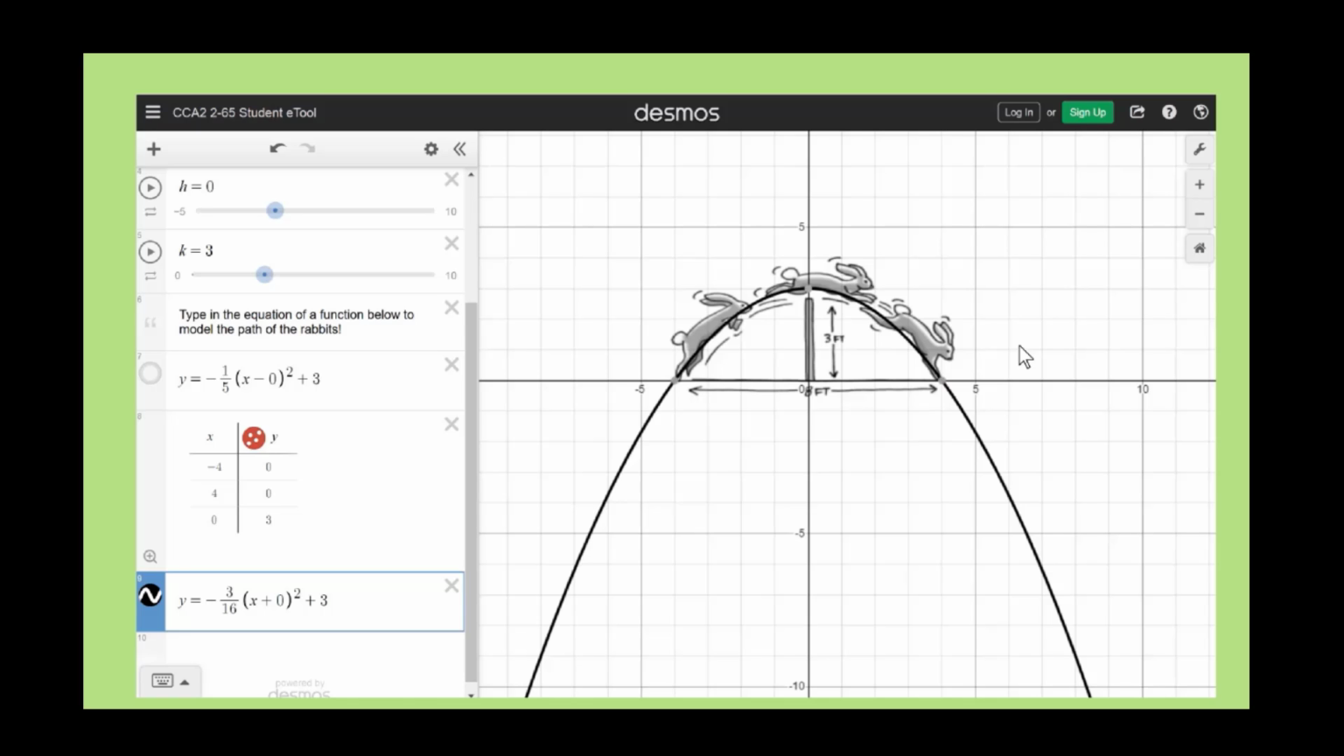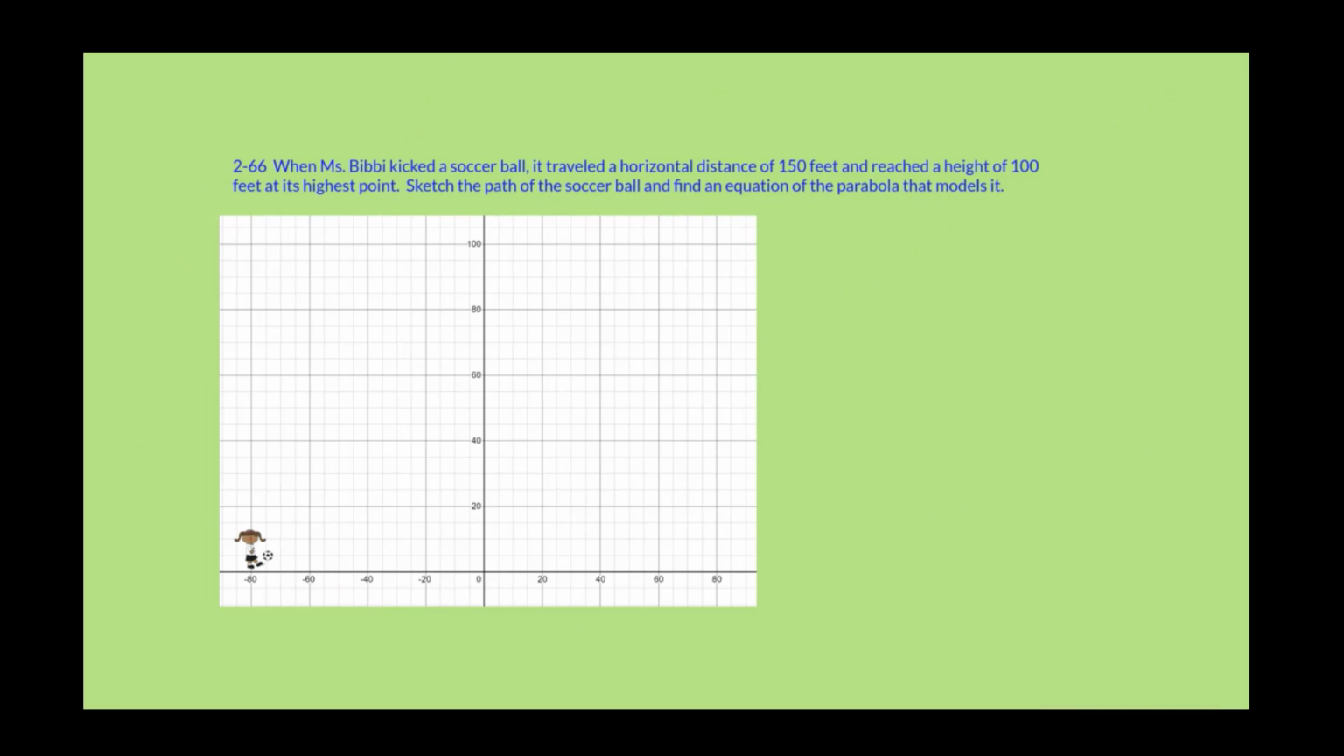We're going to do a couple more in this lesson that are similar, but this one had a lot of pieces to it. So moving on. So this is 2-66. When Miss Bibby kicked a soccer ball, it traveled a horizontal distance of 150 feet and reached a height of 100 feet at its highest point. You'll also hear that when I show you the video on Desmos that we did.